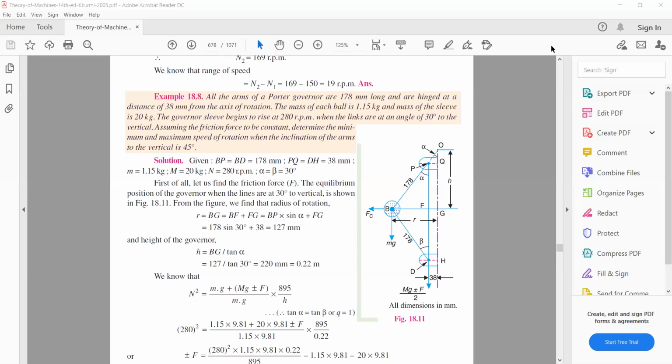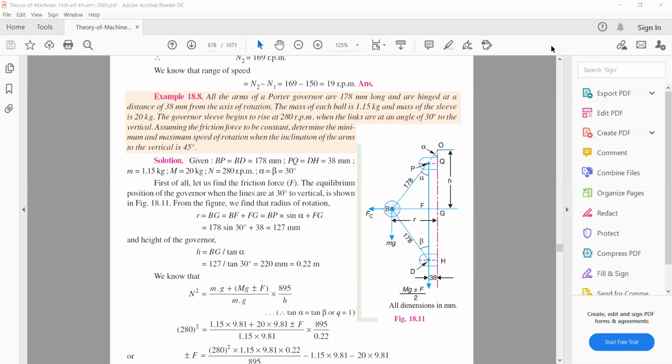So what we discussed in the earlier class, we will rewind that. We have already covered isochronous governor, sensitive governor and hunting governor, and similarly the effort and power of the Porter governor. Those are already covered in the earlier class.